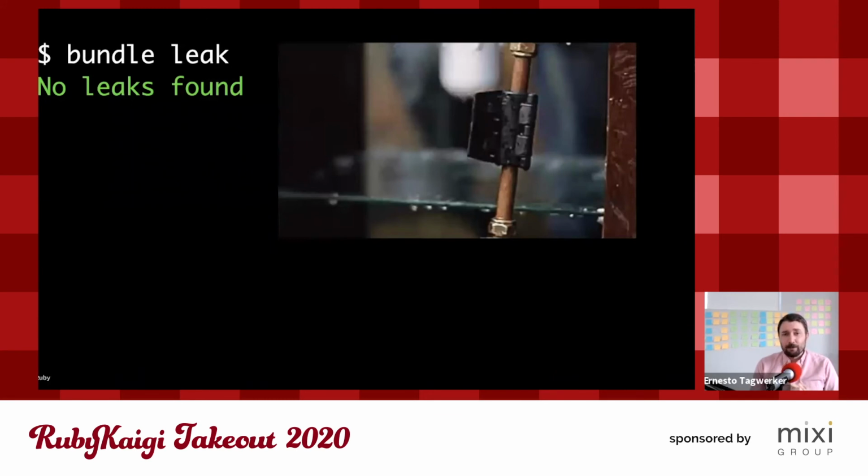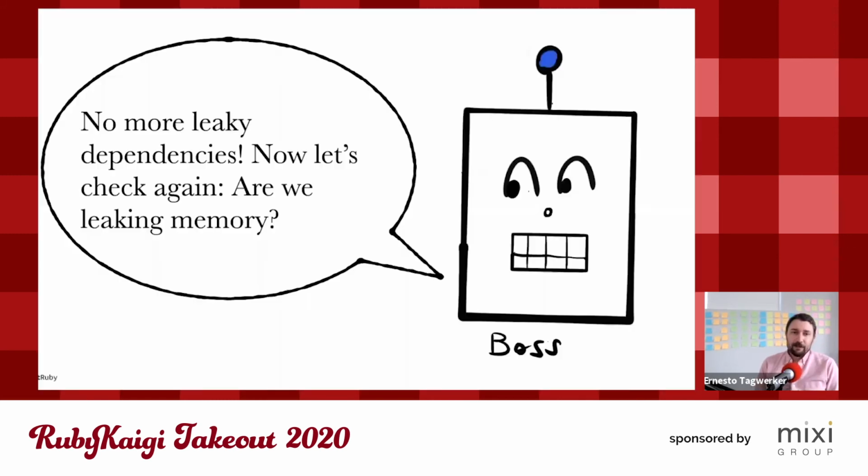So with bundle leak, what you can do is quickly use that information to save time in your day-to-day. And you can say, okay, no more leaky dependencies. Now let's check again. Are we still leaking memory? If so, then you probably want to look at your application code and see what you're doing to cause problems with your memory.